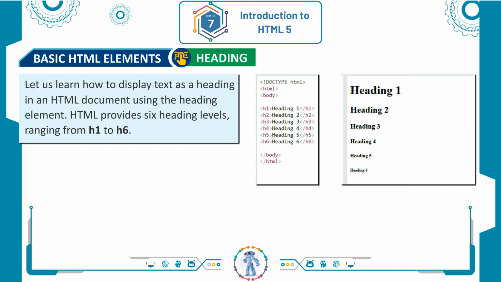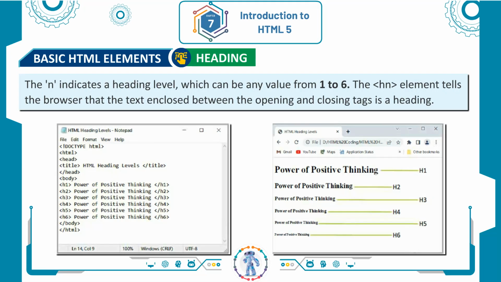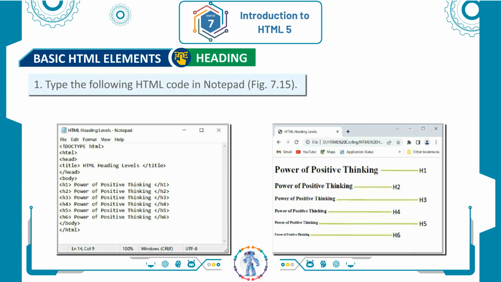HTML provides 6 heading levels, ranging from H1 to H6. Syntax. The 'n' in <hn> indicates a heading level, which can be any value from 1 to 6. The HTML element tells the browser that the text enclosed between the opening and closing tags is a heading.